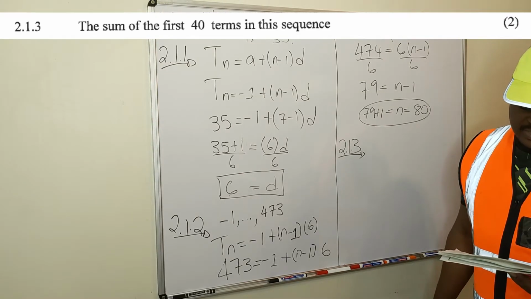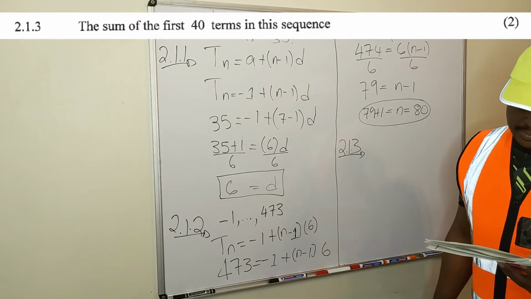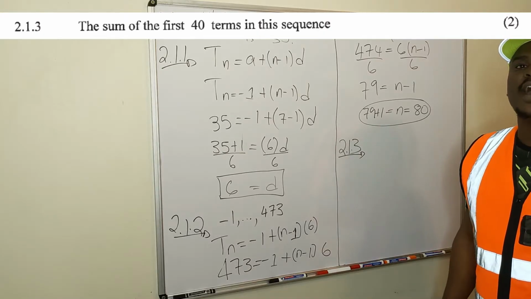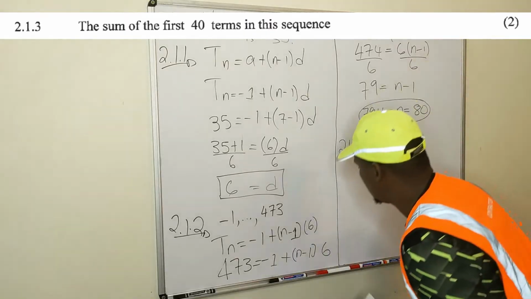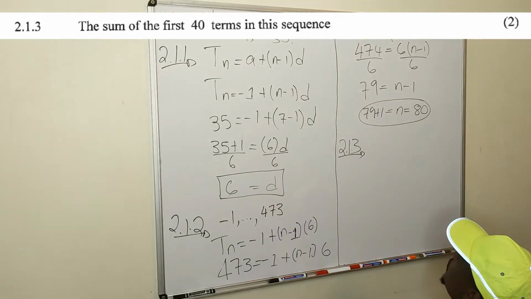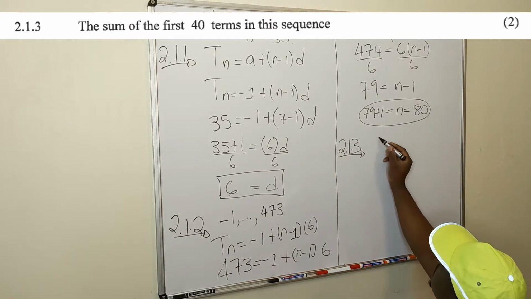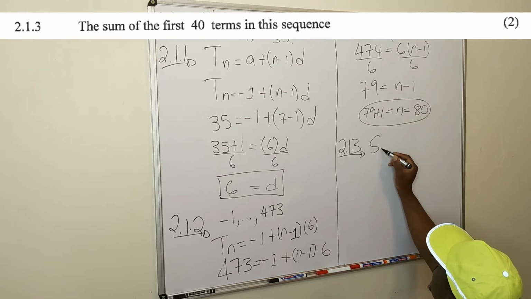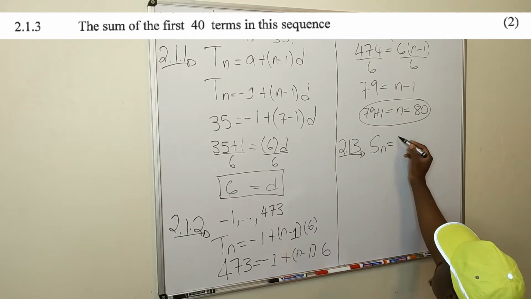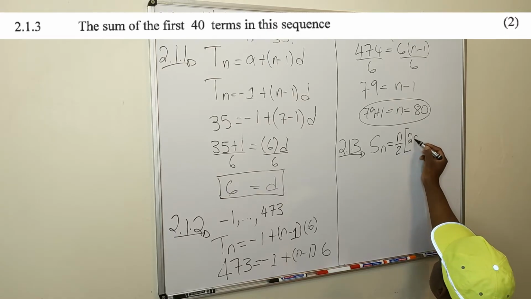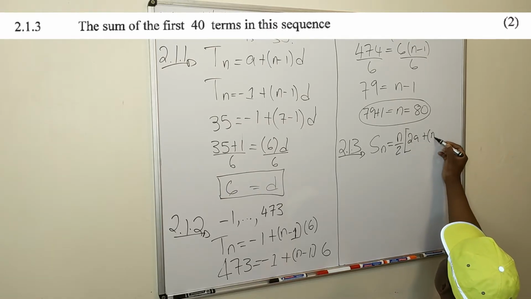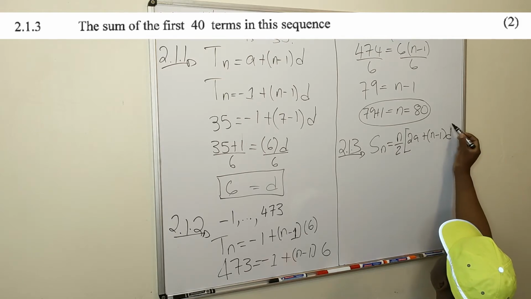Determine the sum of the first 40 terms in this sequence. So now they want us to find the sum of the first 40 terms in our sequence. If you want to find the sum of an arithmetic sequence, the general sum is Sn equals n over 2 times (2a plus (n minus 1) times d), right?